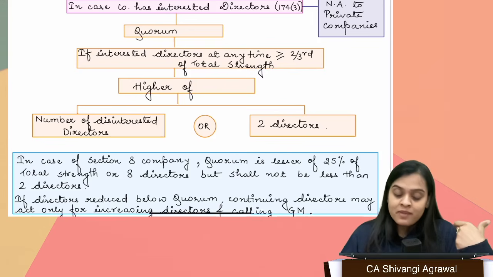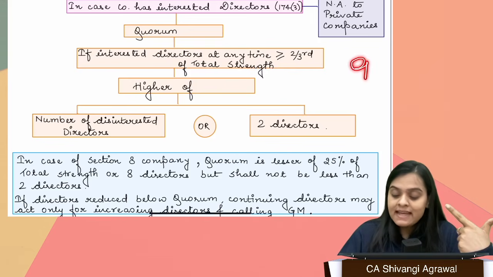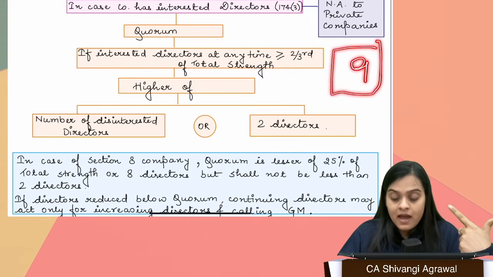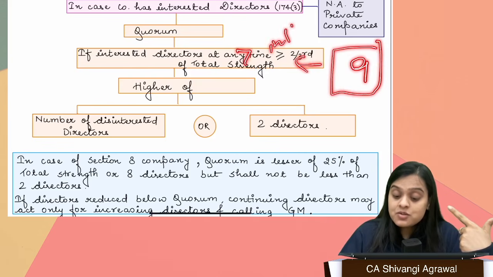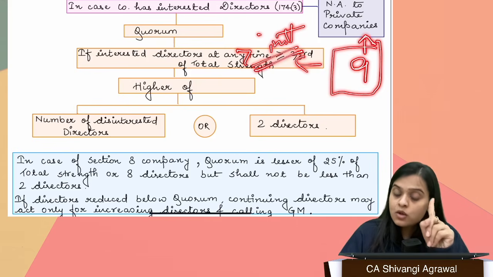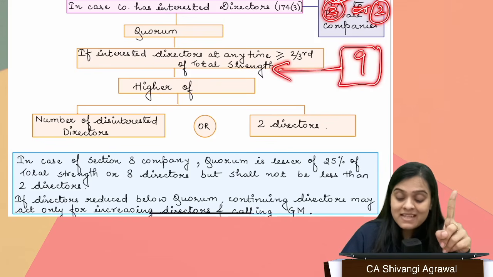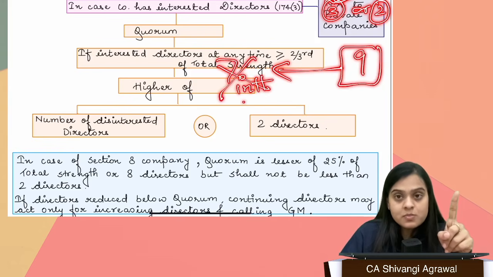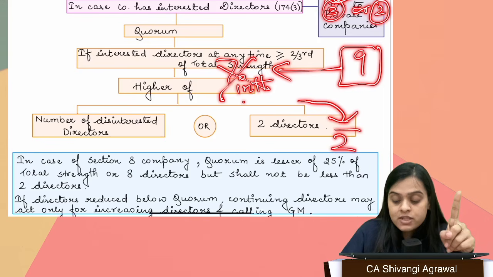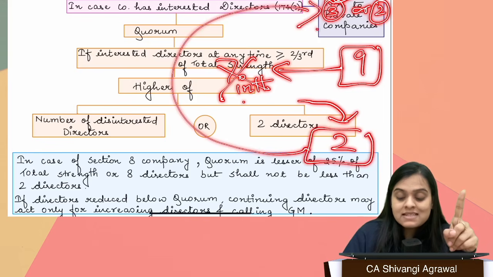Like what? There are, let's say, total 9 directors in a company, out of which 7 are interested. Now, if there are 9 directors, 1/3 of 9 is 3. 3 or 2, whichever is higher, that is going to be the quorum. So, 3 is the quorum. There are 9 directors and 3 is the quorum, and 7 are interested. So 7 interested directors, you can't participate and vote. We are left with only 2, but the minimum quorum is 3.